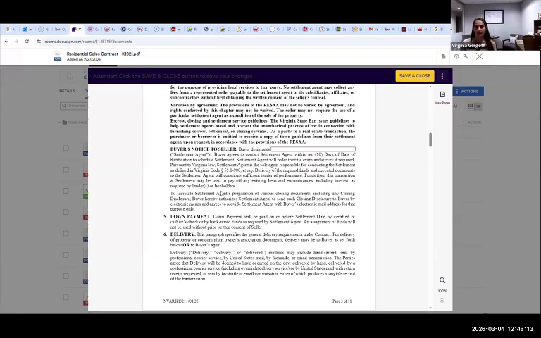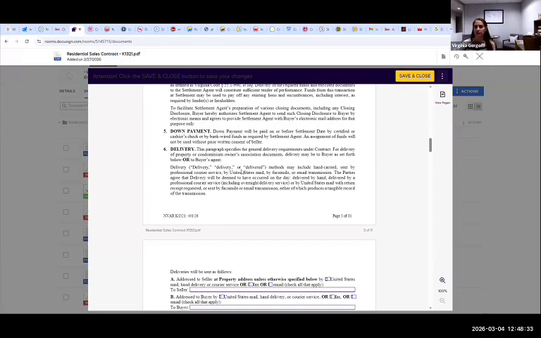All right, delivery. This paragraph specifies the general delivery requirements under the contract. For delivery of property or condominium owner association documents, delivery may be to buyer as set forth below or to the buyer's agent, right? There is a lot of conversation. What is proper delivery? They send it to the agent, but the agent forgot to send it to the buyer, right? If they send it to you, that is proper delivery, okay?